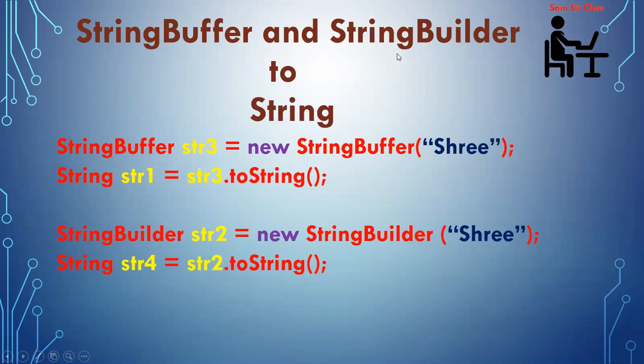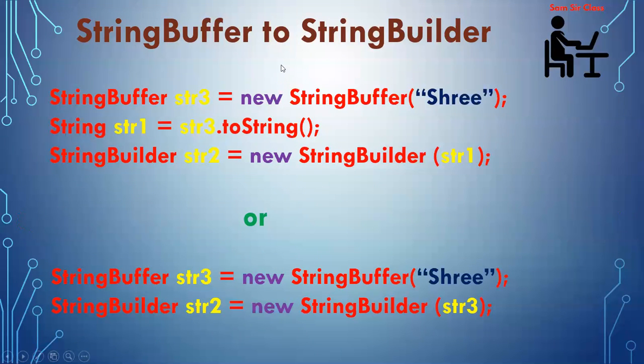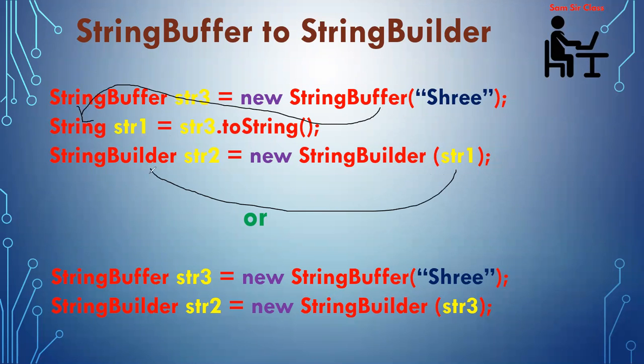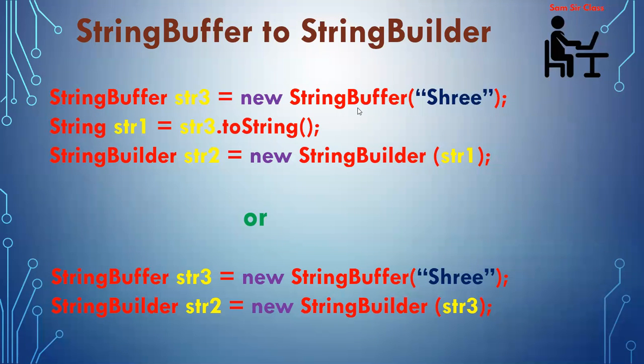Now string buffer or string builder to string: by using the toString method, you have to convert. And in the last case, from string buffer to string builder, there are actually two approaches. If you want, you can convert from string buffer to string, then string to string builder, or you can directly access it. So in any way you can convert from string buffer or string builder to the corresponding string class.